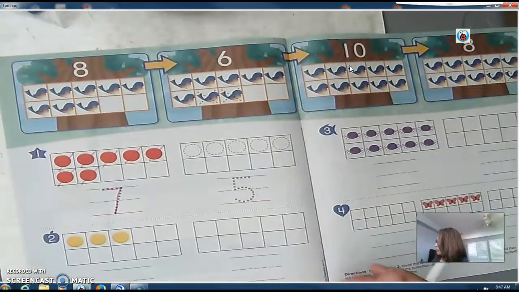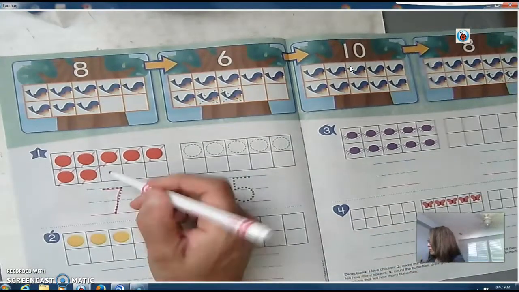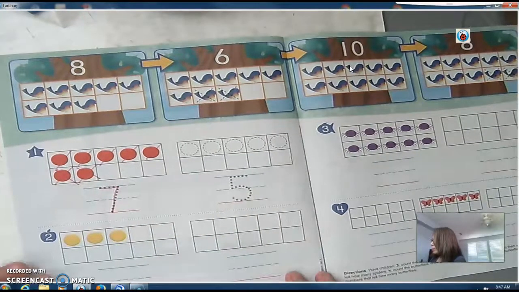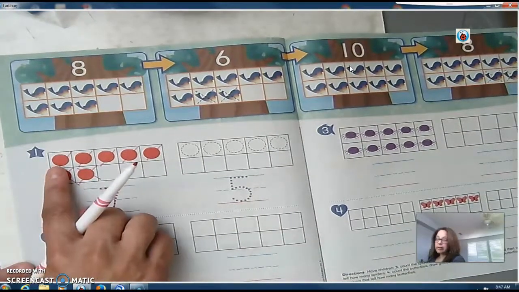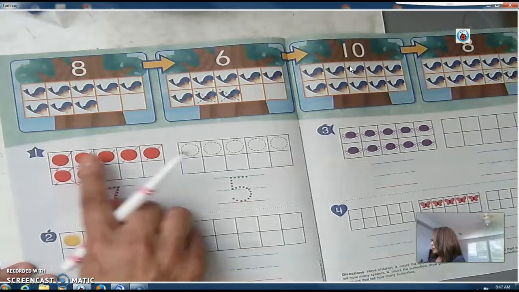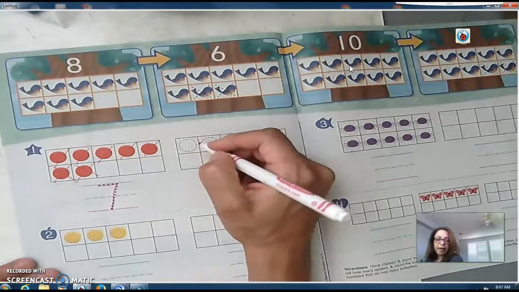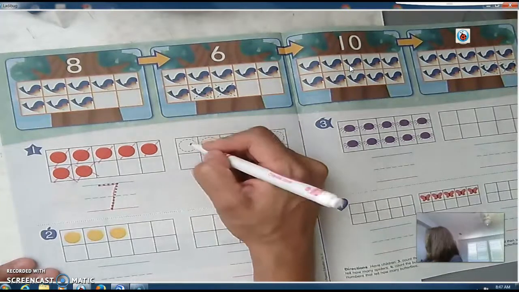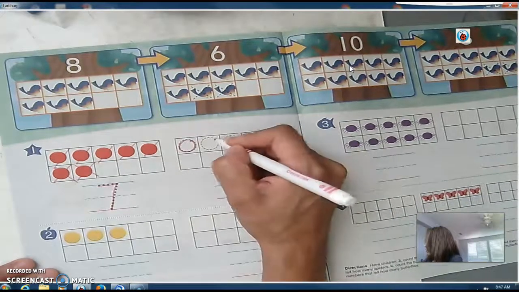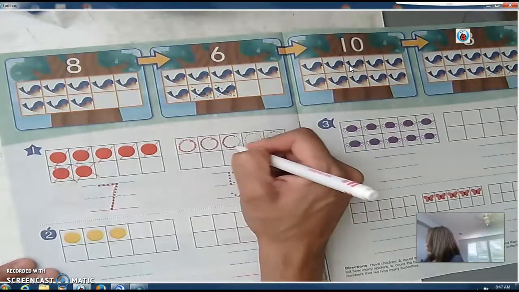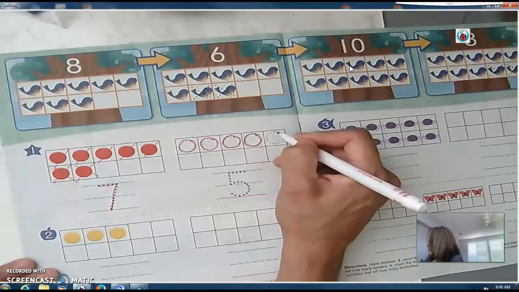All right, now pretend that we're going to take 2 of them away. So we're going to take this one and this one away. And let's see how many are left. Ready? 1, 2, 3, 4, 5. So we're going to put 5 over here on this side. 5 counters. 1, 2, 3, 4, 5.